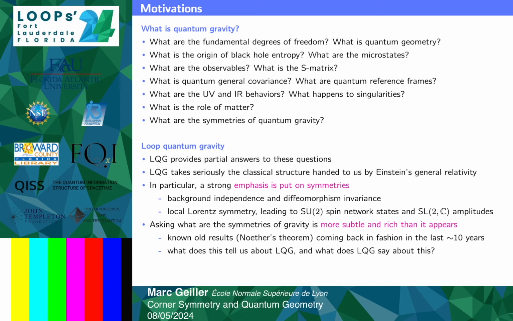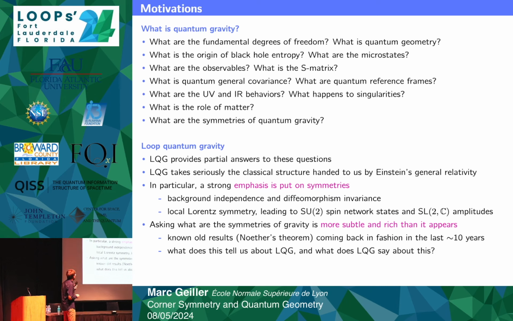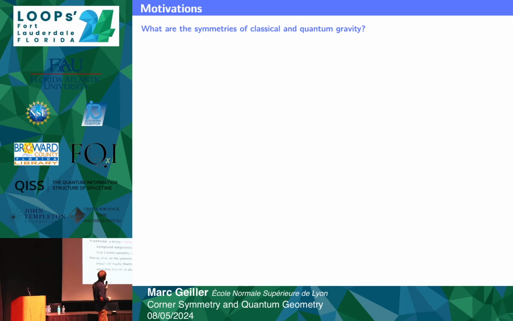But if we step back a little bit and ask what are actually the symmetries of general relativity, if it's just diffeomorphism invariance, we realize that answering this question is a bit more subtle and rich than it may appear. This follows from very old results. People have thought about symmetries in general relativity for a long time, based on the use of the Noether theorem. But some of these ideas have come back into fashion in the last 10 years, and I will explain why. The question we want to ask is, what does this tell us about LQG, and does LQG have anything to say about this structure of the symmetries in general relativity?